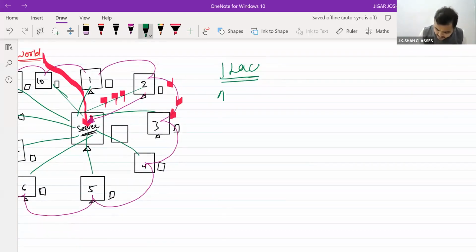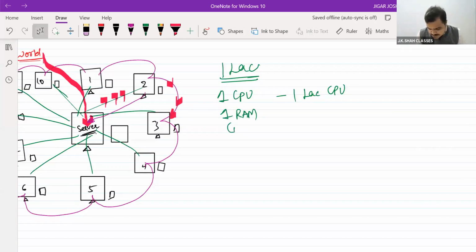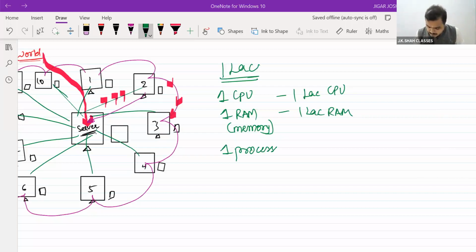Tell me, do I now have one CPU or do I have a 1 lakh CPU? Sir, 1 lakh CPU. Agree? Do I have one RAM now? RAM is also known as what? Sir, RAM is also known as memory. Do I have one RAM or at least a 1 lakh RAM? Sir, 1 lakh RAM. Yes. Do I have one processor now with me or do I have 1 lakh processors with me? Sir, 1 lakh processors, you will have it with yourself. Agree, people?